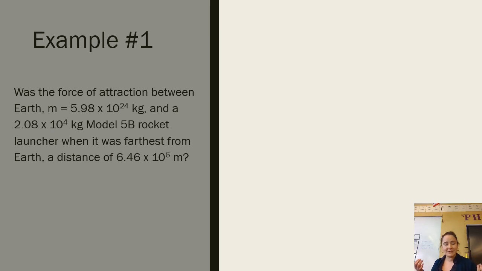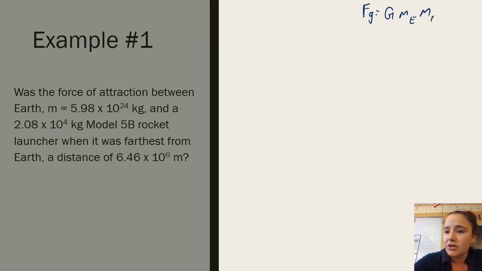And why? Because there was a force of attraction between it and Earth. And how big was that force? That's what we're going to find. So we know that we're going to be using Newton's law of universal gravitation, where we have the mass of the Earth, and I'm going to use R for the mass of the rocket, over the distance between them squared.